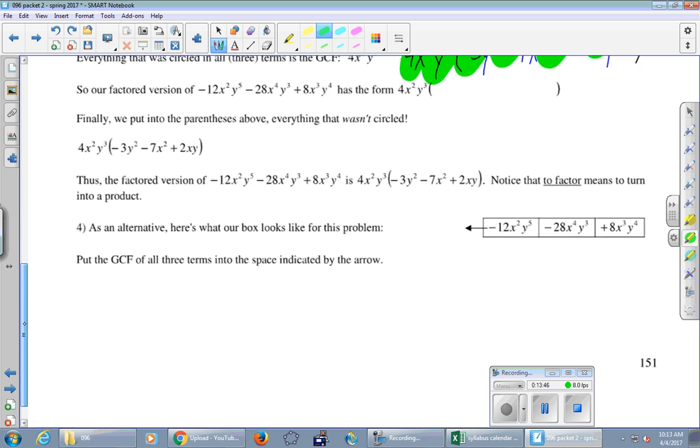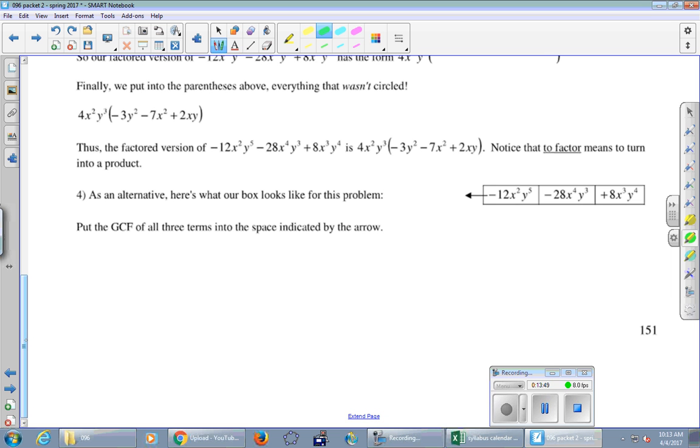Okay, like I said, some lucky folks will be able to do all this kind of without writing out all the circles and things like that. So I will show you the kind of shortcut way. I'm not going to force you to do the long way if you can do the shortcut way. Here's the stuff written out in the box. Again, we're looking at all 3 terms and trying to factor out the greatest common factor. Doing the same problem a third time here.